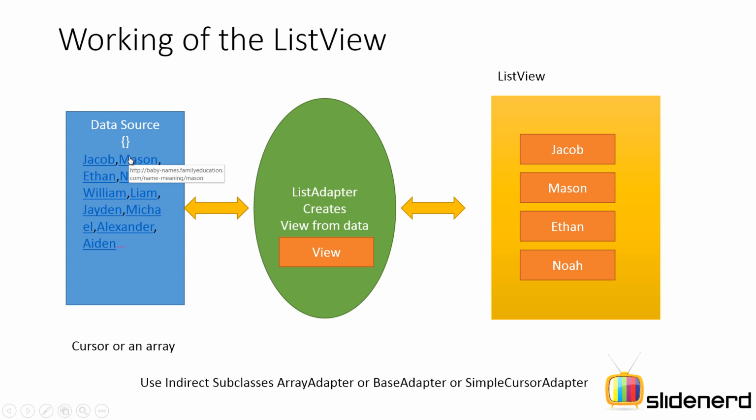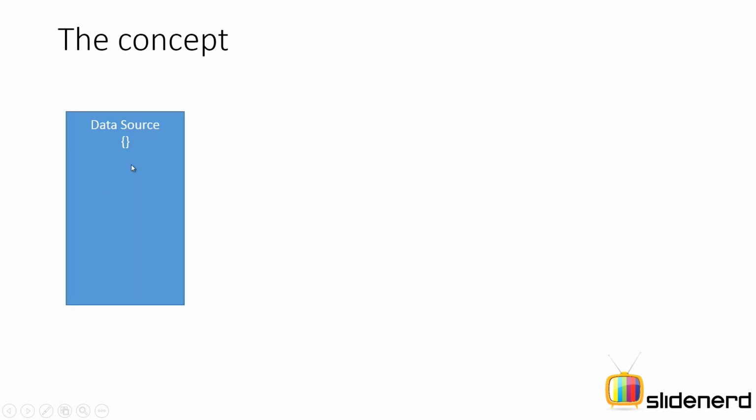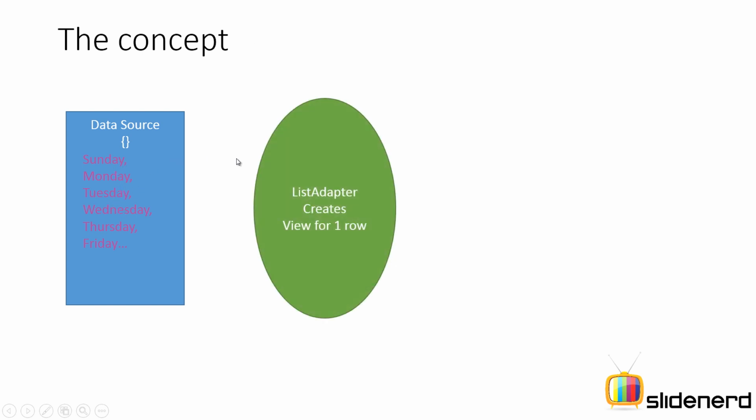So let's actually go and see a more practical approach behind this and try to understand, or you can say break the list view into pieces and understand each piece separately. So here again I have my data source with some names: Sunday, Monday, Tuesday, Wednesday, blah blah blah, right? And then I have my list adapter, which is gonna take Sunday first and create a simple view out of that.